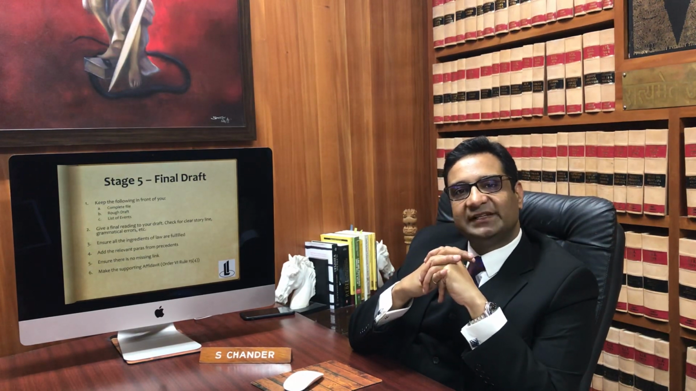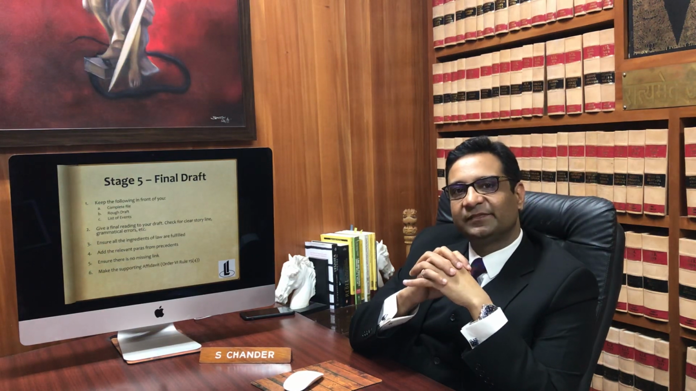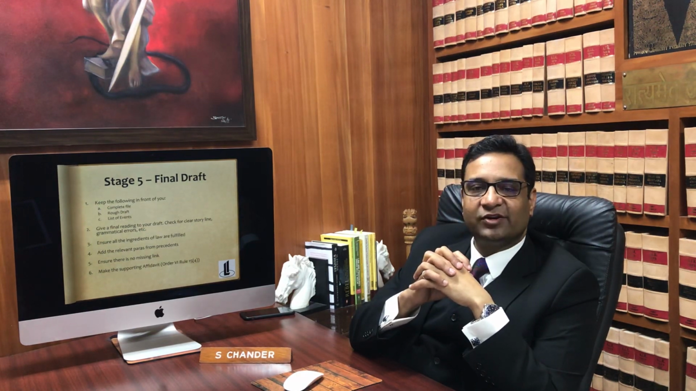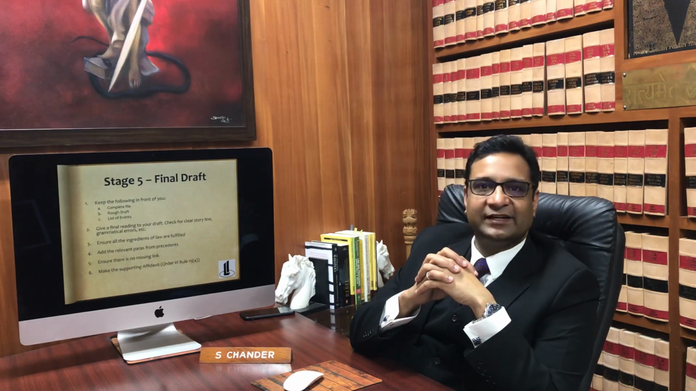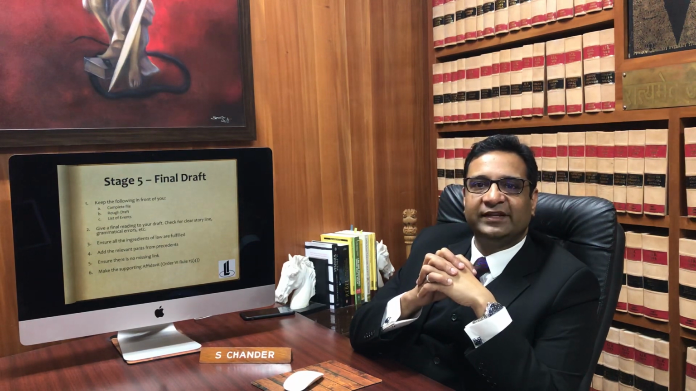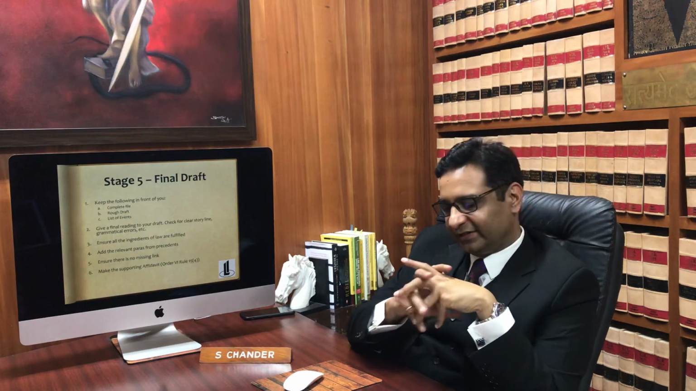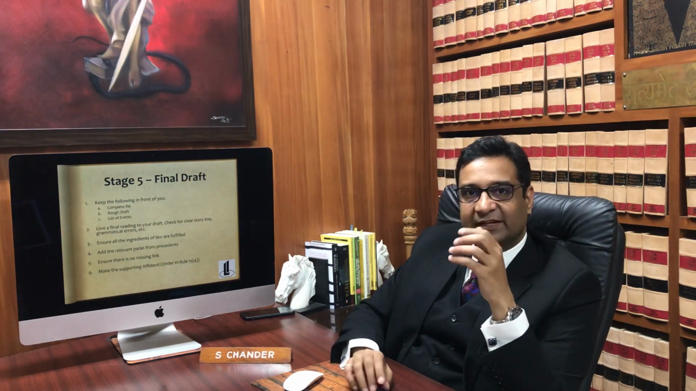Ensure that there is no missing link. The storyline has to be complete, one after the other. It should make sense. You cannot have an incident which is not related to the para before. Make the supporting affidavit, which is Order 6, Rule 15, Sub Rule 4. Now, the supporting affidavit is very, very important, for two reasons I'll explain. One, it is a requirement under law, under Order 6, Rule 15, Sub Rule 4, as I've already said.